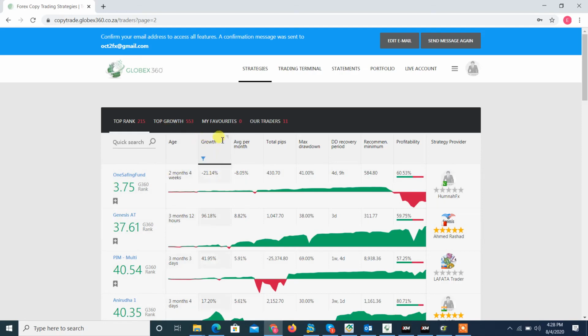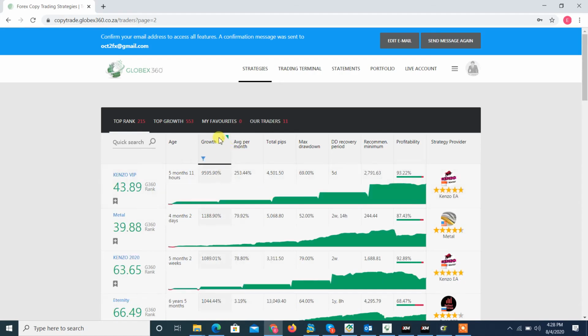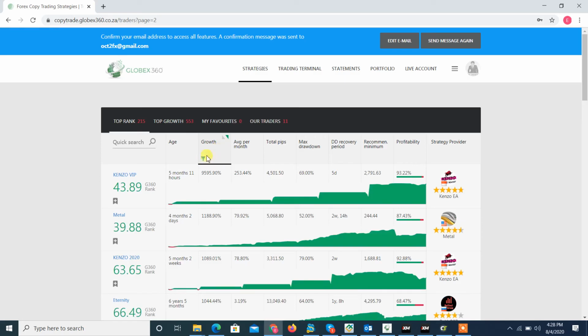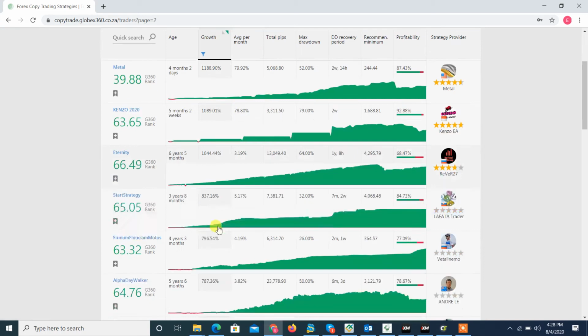All right. The second tab that we have here is the growth. So we can look at the highest growth of traders, or we can look for the lowest growth of traders. So obviously this is what you're going to want to look for, the highest growth of traders, if you want to make money, right?